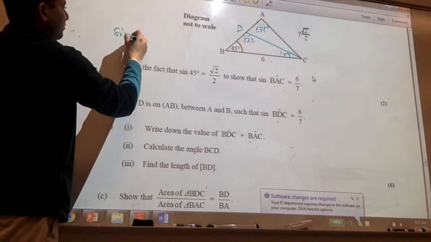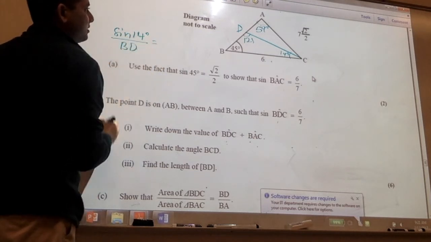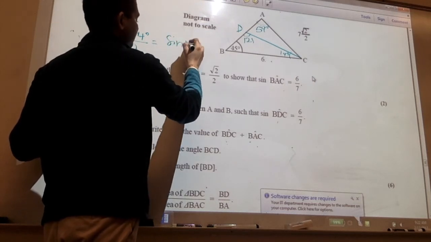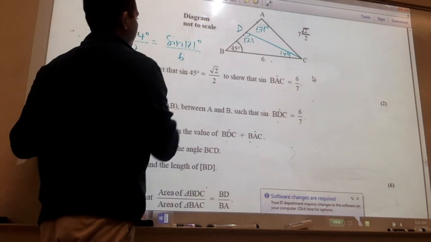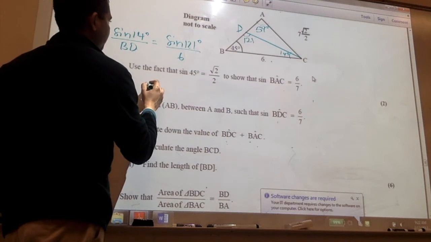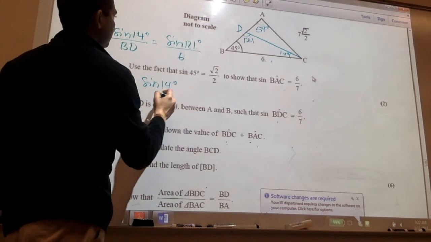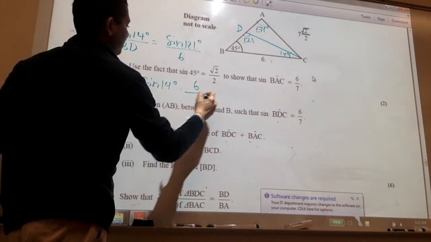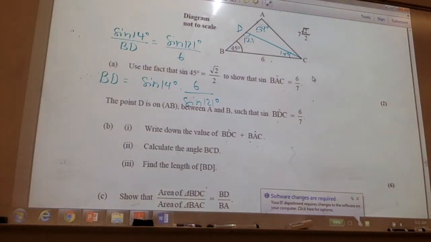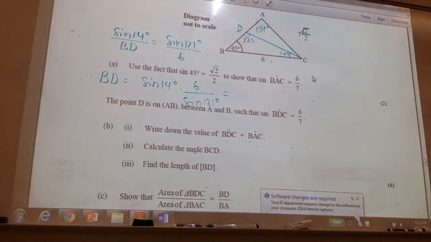So sine of 14 degrees over BD is equal to sine of 121 degrees over 6. Then your BD is equal to sine 14 degrees times 6 over sine 121 degrees. What is that equal to?